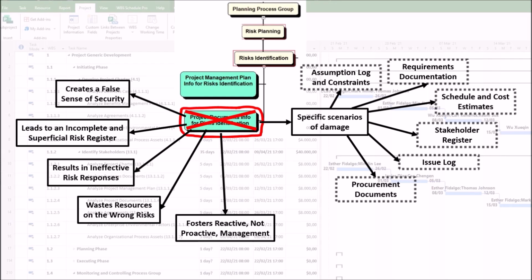Sixth, procurement documents. The project may exhibit vendor and contractual failures. Risks related to vendor performance, ambiguous contract terms, or sole source dependencies are not identified, leading to legal disputes and supply chain disruption. Seventh, resource requirements. The project may exhibit team and resource bottlenecks. The risk of not having the right people with the right skills at the right time is not managed, leading to burnout, delays, and quality compromises.